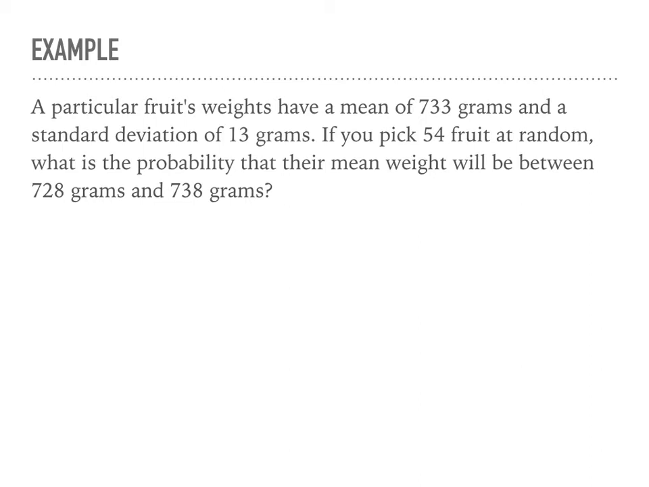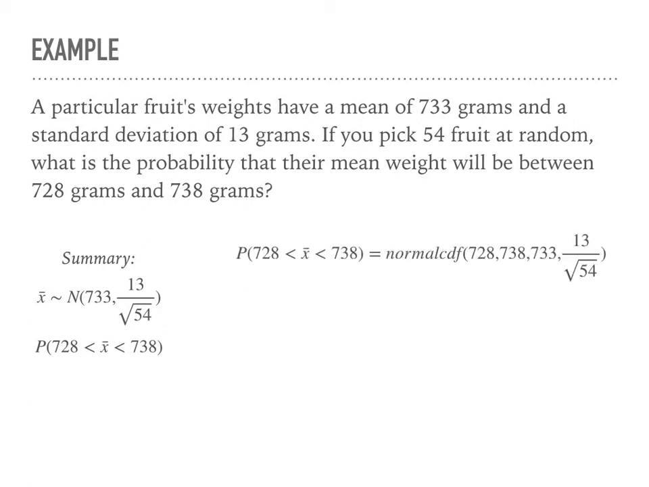But we have a large sample size here. The sample size is larger than 30. So we don't have to have the assumption that the data values were normally distributed in order to use the central limit theorem. All right, well, let's continue with the example then. So we know that the sample means are going to be approximately normally distributed because we do have a large sample size. So we have normal CDF, a lower bound of 728, upper bound of 738, mean of 733, and a standard deviation of 13 divided by the square root of 54. So we're ending up with a probability of 0.995.